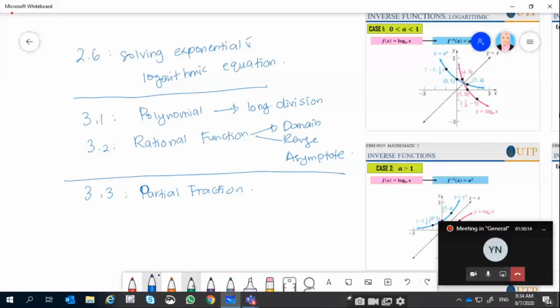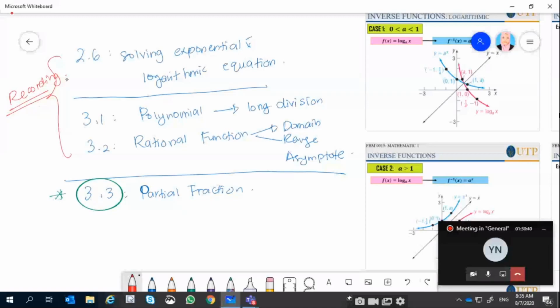Today we are going to continue our lecture with 3.3, partial fractions. For the first three subtopics, I will do a recording and upload it in uLearn, so you have to go through it in uLearn. There is no class for these three subtopics. It's not uploaded yet. Once ready, I will inform you.